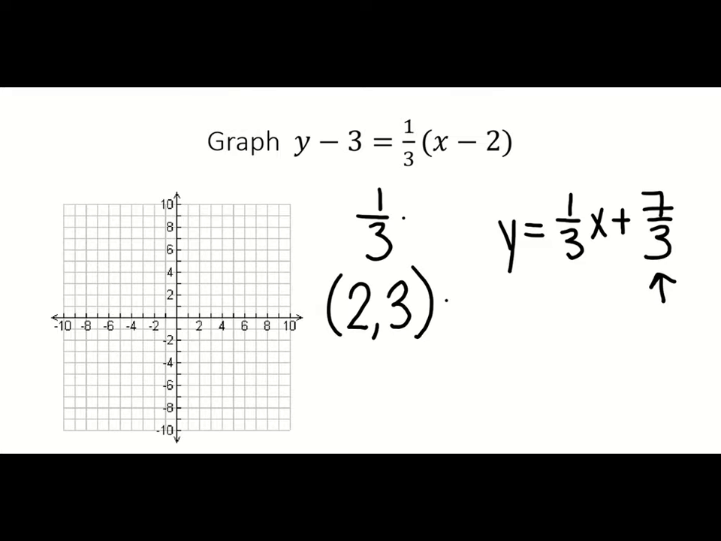So I'm going to start by plotting a point at 2, 3, because my equation says there's a point at 2, 3. And then from there I'm going to count my slope. Rise 1, run 3. So up 1, right 3. And count it one more time to get 3 points on this graph. So I've got my 3 points on the graph. What I'm going to do now is connect them in as straight of a line as possible.